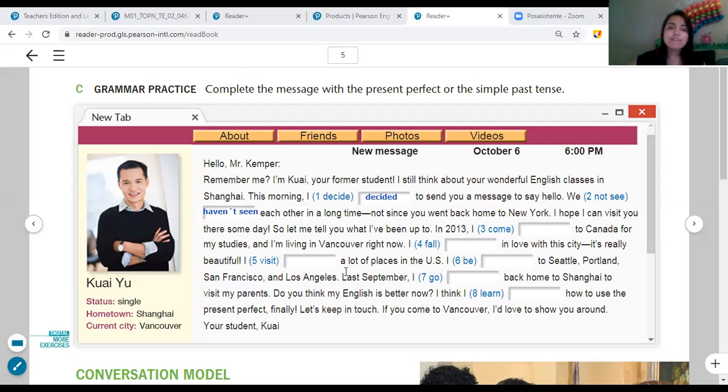I hope I can visit you there someday. So let me tell you what I've been up to. In 2013, I came to Canada for my studies. Oh, now we have a definite time, in 2013. So simple past. I came to Canada for my studies and I'm living in Vancouver now. I fall in love with this city. It's really beautiful. Okay?